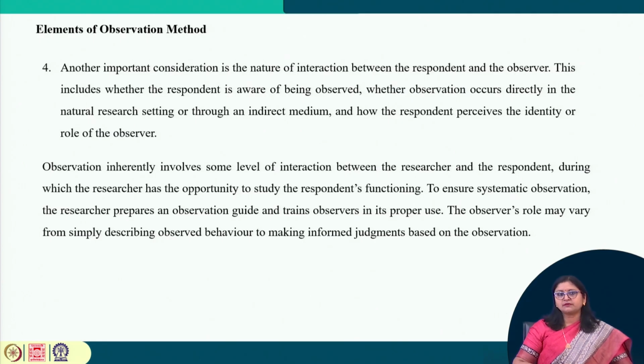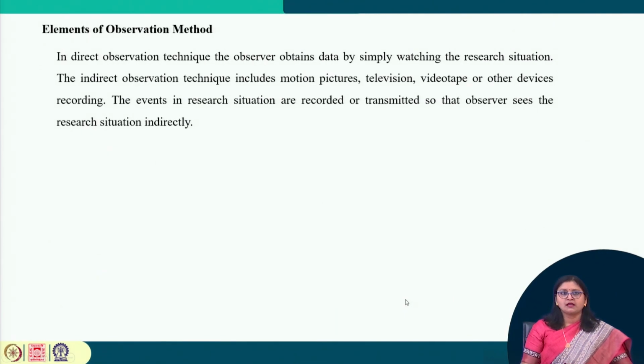To ensure systematic observation, the researcher prepares an observation guide or schedule and trains the observers in its proper use, if that is a research project and we are hiring research assistants, etc. The observer's role may vary from simply describing observed behavior to making informed judgments based on the observation.